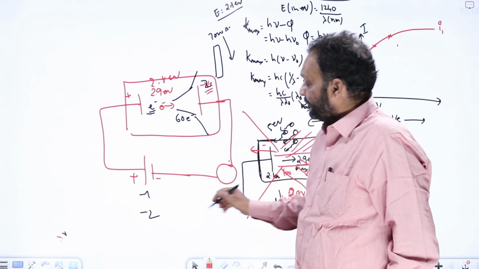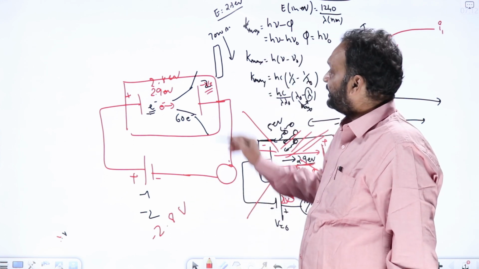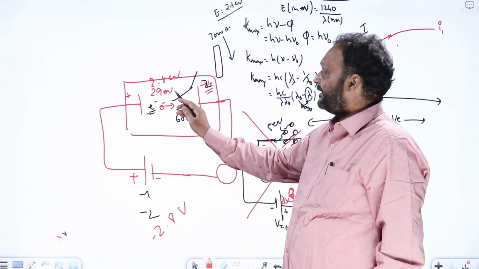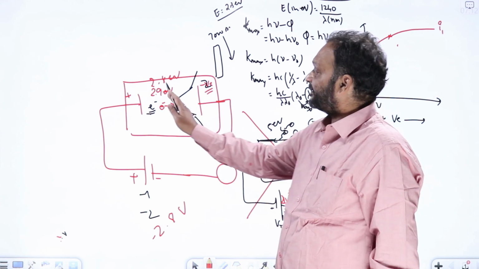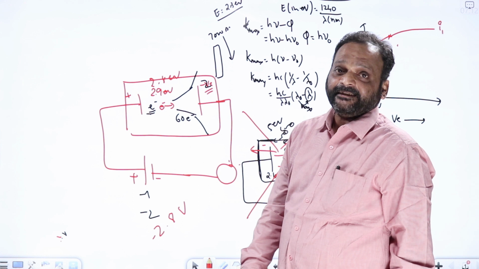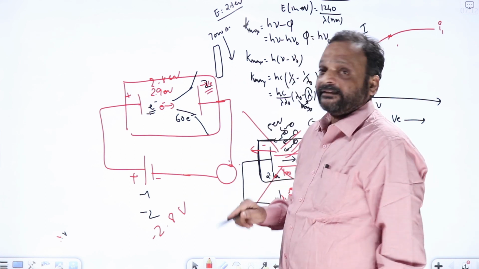Now what do I do? I'll increase the potential to -2.8 volts. This is becoming more negative now, and this is becoming positive. Electrons are getting attracted towards that plate of emission, and they are getting repelled away from the opposite plate here. Even when I put 2.8, the current will not become zero.